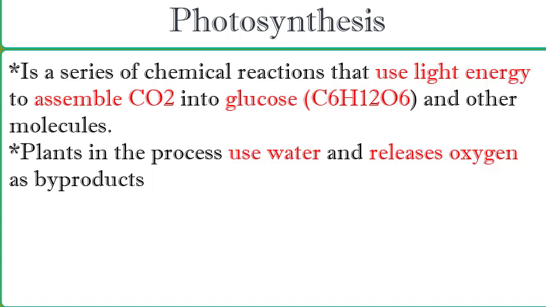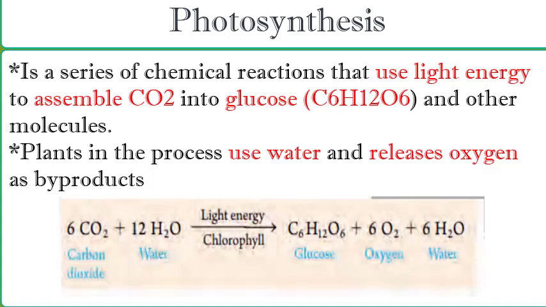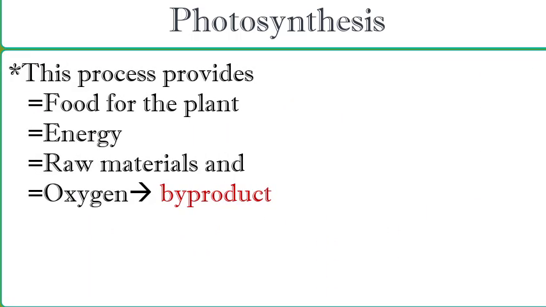As we can see, the reaction is 6 CO2 plus 12 H2O, by using light energy and chlorophyll, produces C6H12O6 or glucose plus 6 O2 molecules plus 6 H2O molecules. The process provides not only food for the plants but also energy, raw materials, and oxygen that are used to support most heterotrophic organisms in this world.